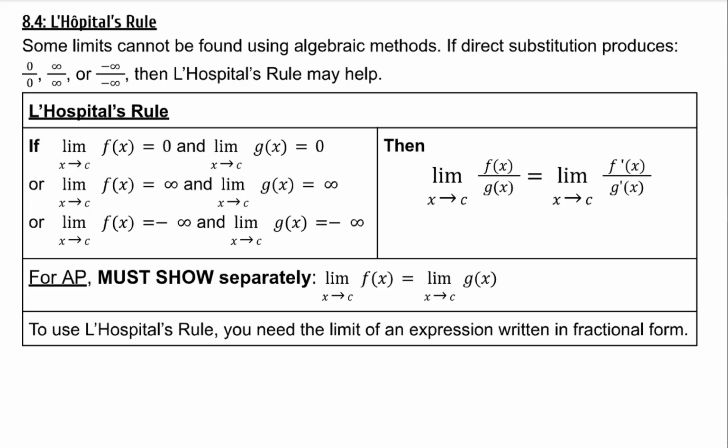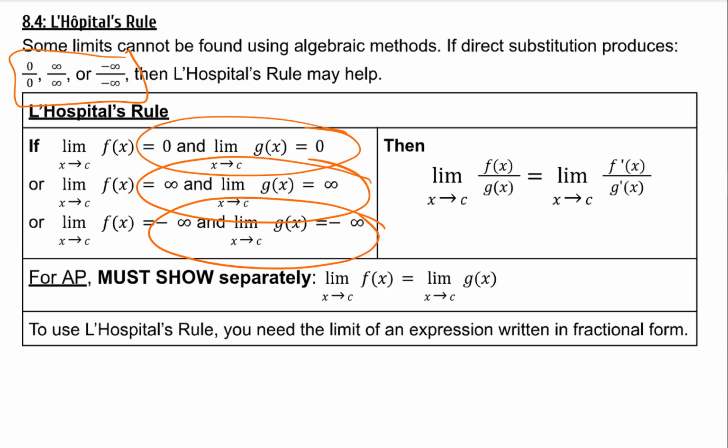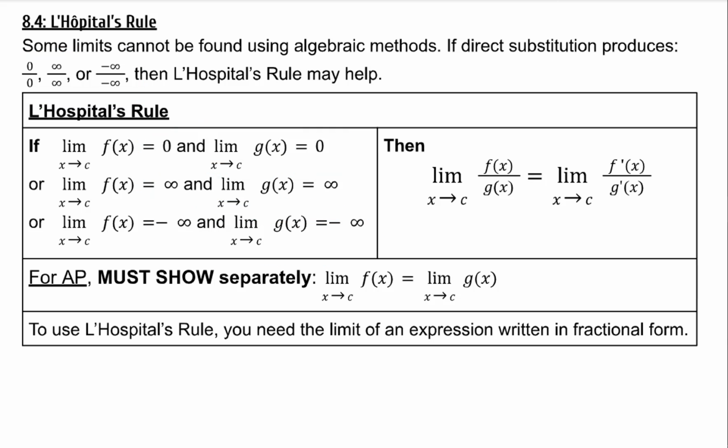For the AP test, if you're using L'Hopital's rule on the free response, you must show that the limit of the numerator is equal to the limit of the denominator. You cannot just direct substitute. You should never actually write these indeterminates. That's why you need to separate the numerator and the denominator to show that they both approach 0, they both approach infinity, or they both approach negative infinity. To use L'Hopital's rule, you need the limit of an expression written in fractional form.